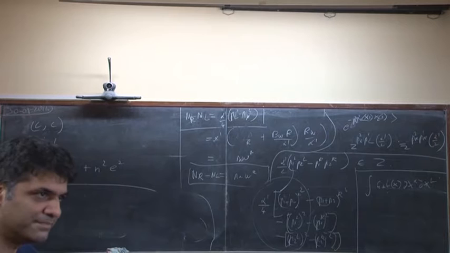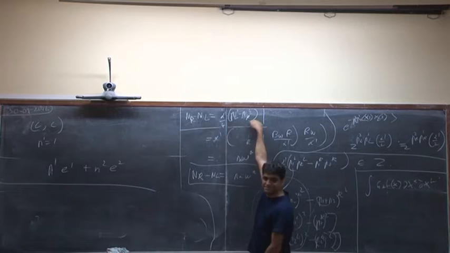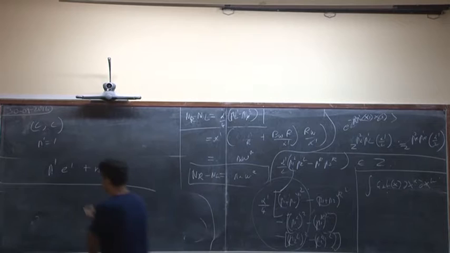Okay. Now see, something appears all the time in this lattice, which is the combination alpha prime by 4 times PL squared minus PR squared.